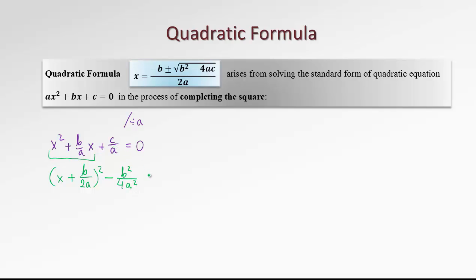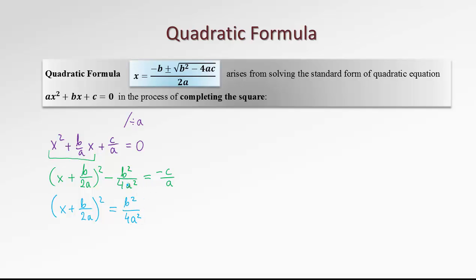Now we may want to either copy the rest, plus c over a, or move this fraction to the other side. Let's move it to the other side. It becomes negative c over a. In the next step, we want to leave this unknown square on one side of the equation and bring all numerical expressions to the other side. So this expression becomes plus b squared over 4a squared.